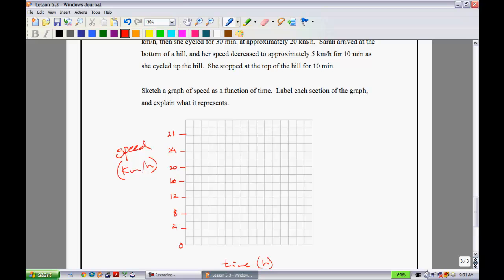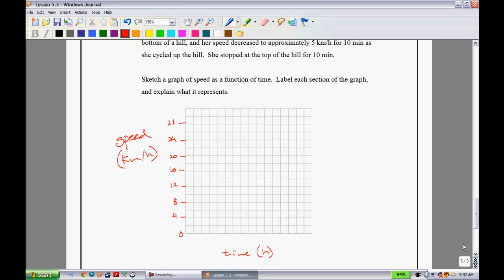In terms of time, it looks like she was riding for, let's say, I don't know, let's do approximately an hour here. So I'm going to break it up into 10-minute intervals here. So I have 10 minutes, 20 minutes, 30 minutes, 40, 50, and 60. And if we determine we need more, we can add more there. All right, so we have a little bit of leeway.